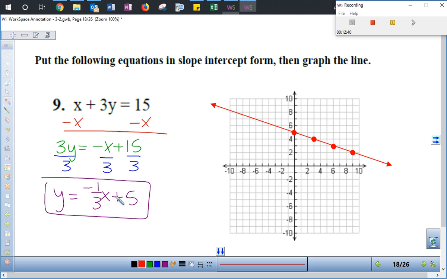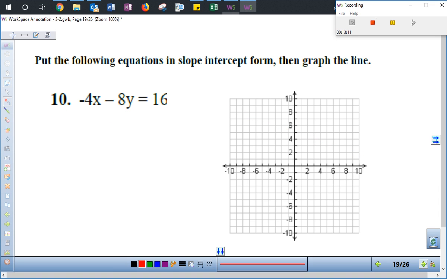And then when I graph it, we start at the y-axis, which is 5. We go down 1, right 3, down 1, right 3, down 1, right 3. And then I double check. Is it going down from left to right? Yes, I have a negative slope. Again, I would like you to pause the video and do number 10 on your own.